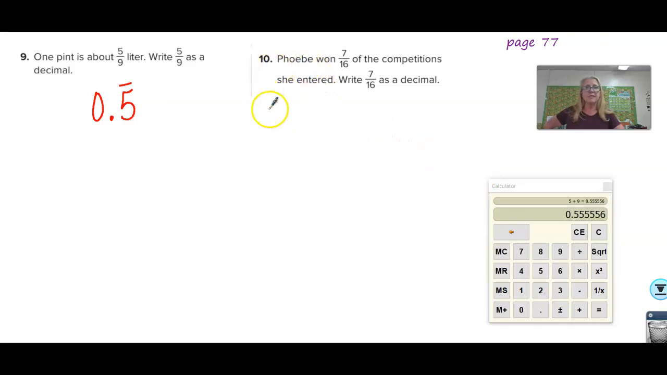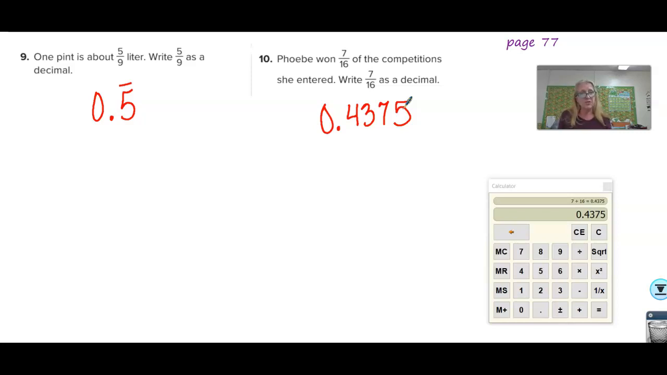Number 10, Phoebe won 7/16 of the competition she entered. Write 7/16 as a decimal. All right? 7 divided by 16 equals, that is a terminating decimal. And it is 0, if you want the 0, .4375. Okay?